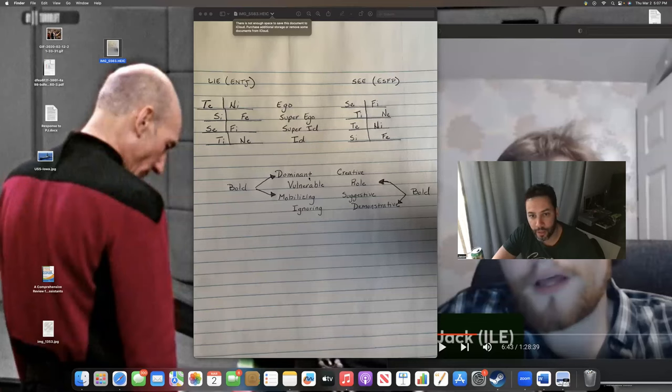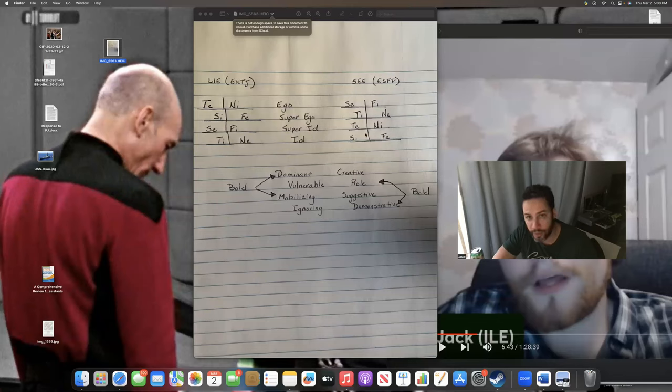Now, down here, I wrote the names of the particular spot, the location. Okay, it's not the element. These are elements: TE, NI, SI. Those are elements. The name of the spot, the position, that is the function, is right here. Okay, dominant. Here's the dominant TE. Creative would be NI. Vulnerable is the SI. Role is the FE. Mobilizing is SE. Suggestive is FI. Ignoring TI. And demonstrative NE. Okay, that's the ENTJ.